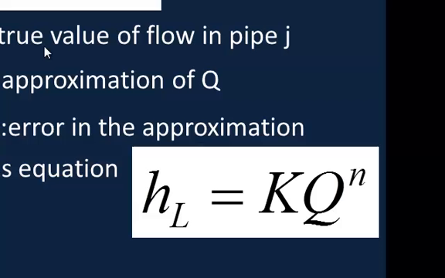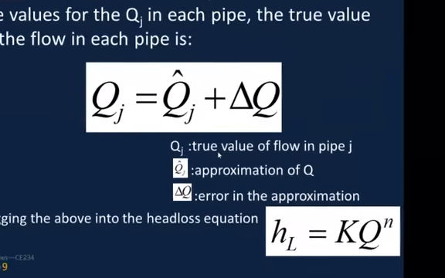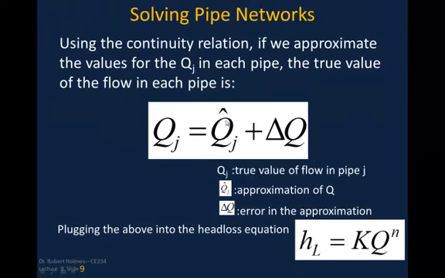Now, if I'm solving for the pipe networks, I'm going to look at that continuity relation. And if I look at that, I can say that if I approximate the value of the Q in each pipe as QJ, I know that when I make that first approximation, that's not right. But the true value is going to be, the approximation is QJ hat, which is this one here. The true value, QJ, is going to be whatever that approximation is plus the error in the approximation. Okay? So you have to follow along here.